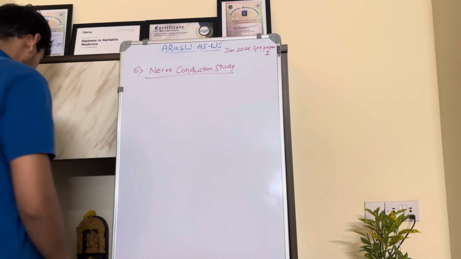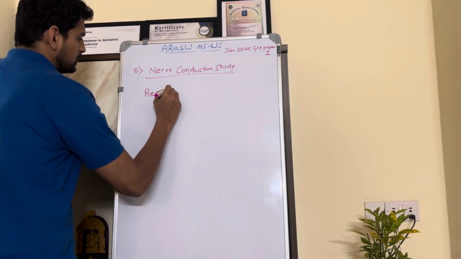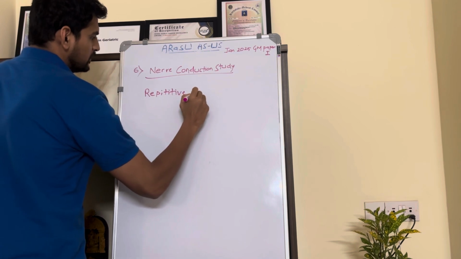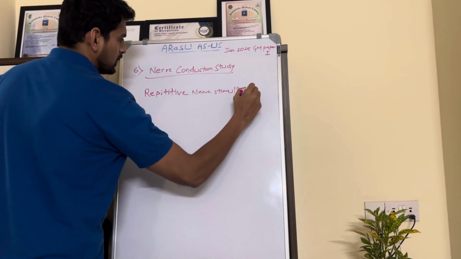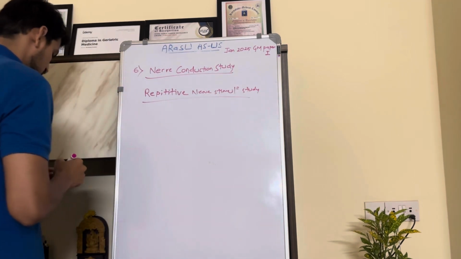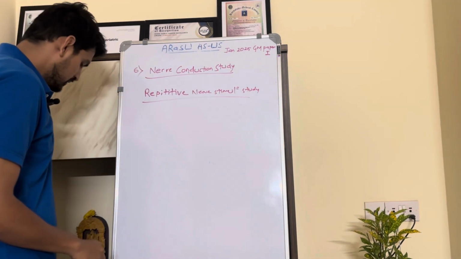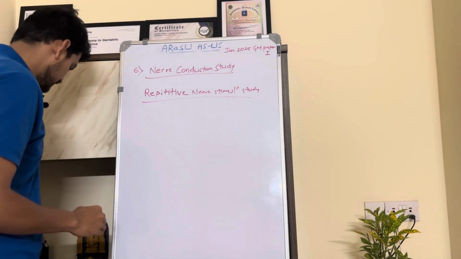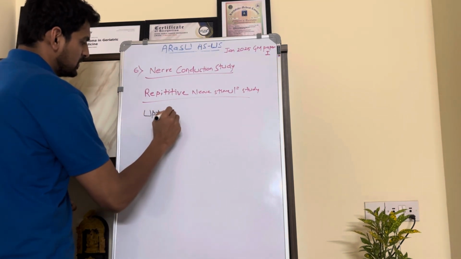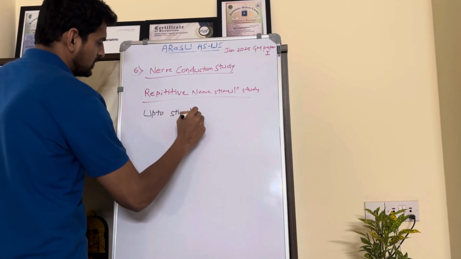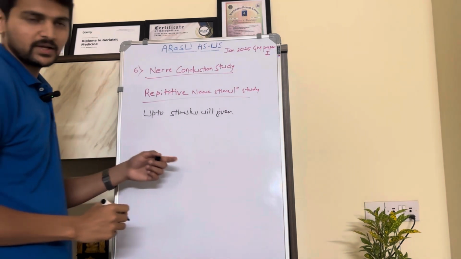Repetitive nerve stimulation study. Here what they will do is, at the same stimulus point, they will give a train of stimulation. For example, up to 10 stimuli will be given, and they will start recording the response.